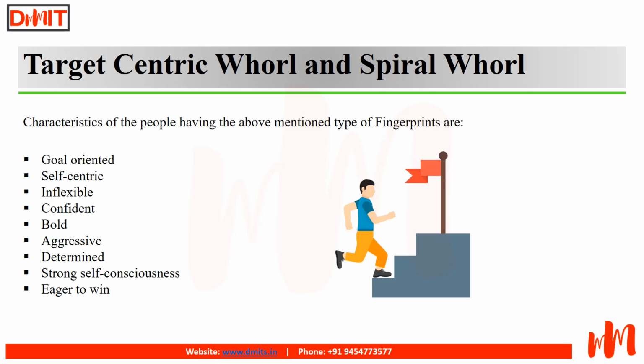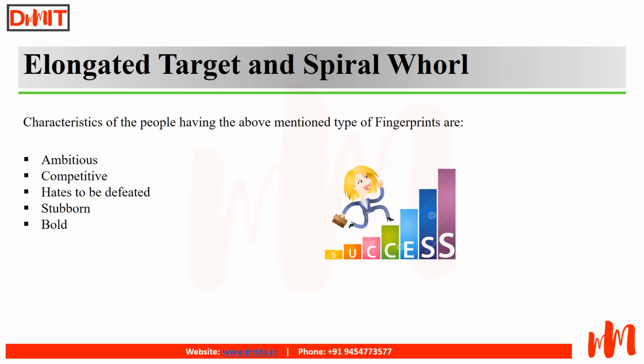Next is elongated target and spiral whorl. Such people are generally seen to be ambitious, competitive, they hate to be defeated, they are stubborn, and they are bold in whatever task they undertake.